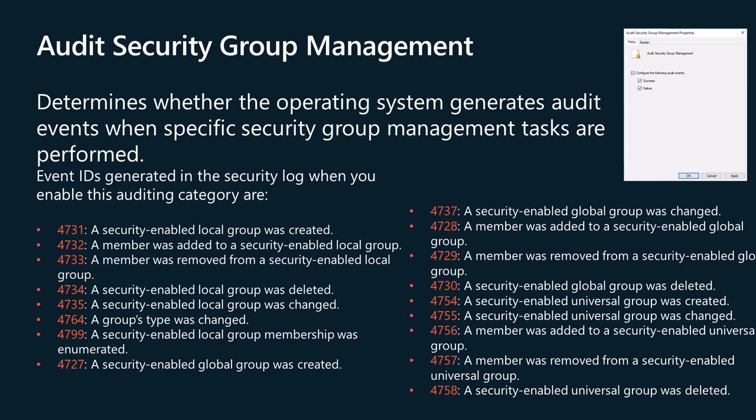4754, a security-enabled universal group was created. 4755, a security-enabled universal group was changed. 4756, a member was added to a security-enabled universal group. 4757, a member was removed from a security-enabled universal group. 4758, a security-enabled universal group was deleted.